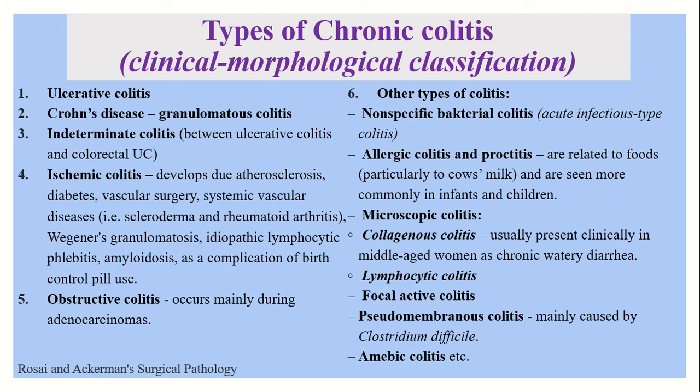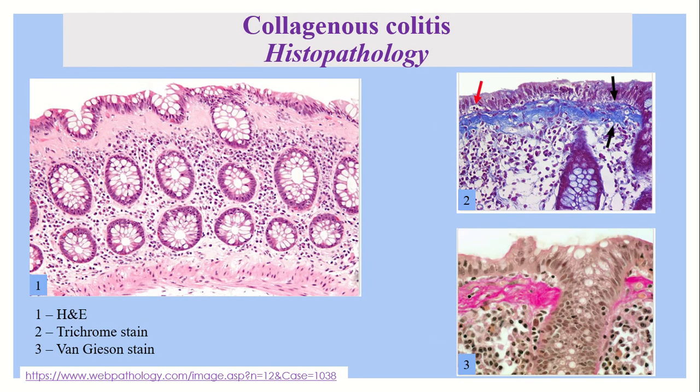The fifth type is obstructive colitis, which occurs mainly with adenocarcinomas, and other types of colitis: non-specific bacterial colitis, allergic colitis, and proctitis. Then microscopic colitis, which includes two types, collagenous colitis and lymphocytic colitis; focal active colitis; pseudomembranous colitis, mainly caused by Clostridium difficile; and amoebic colitis, etc.